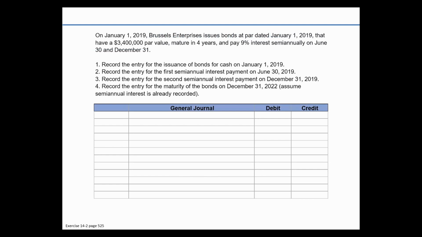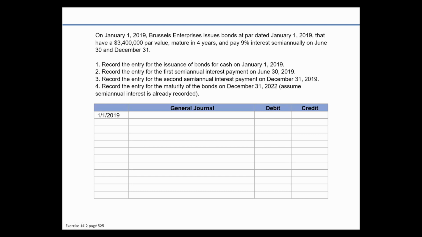And so the first entry that we will make will be the issuance of the bond. The second entry will be the interest payment from June, and then we'll make the next interest payment that would be due in December, and then we will record the entry for the maturity of the bonds on December 31st, 2020. And we will just go ahead and assume that the semi-annual interest was already recorded.